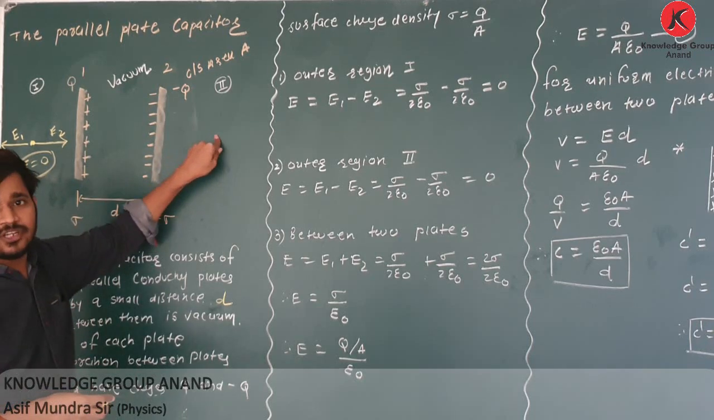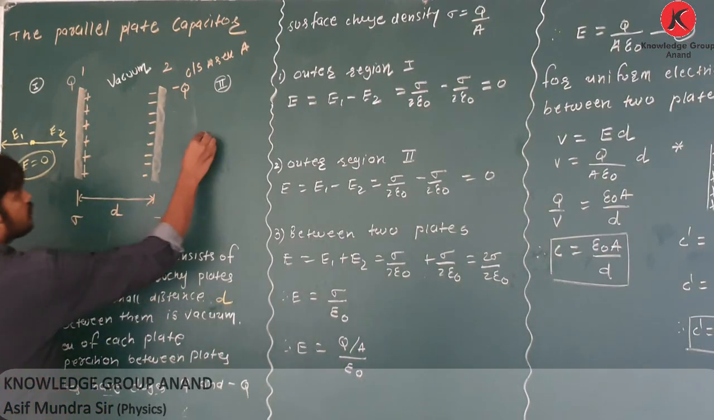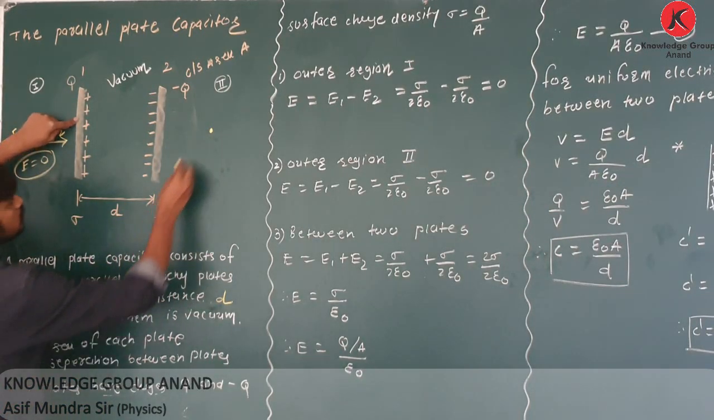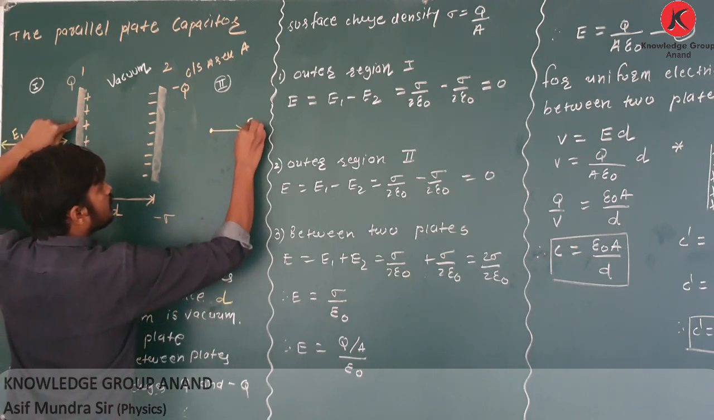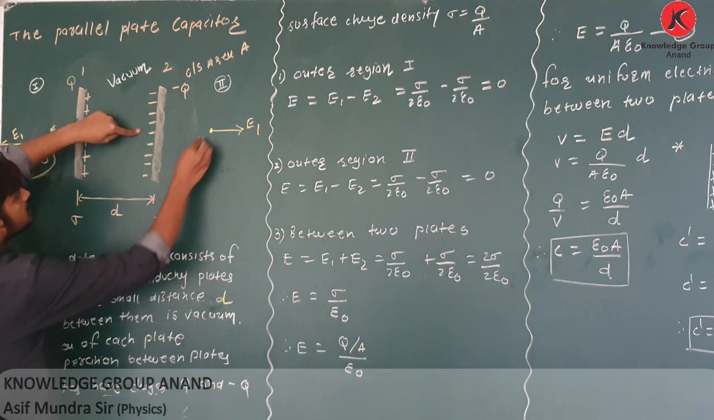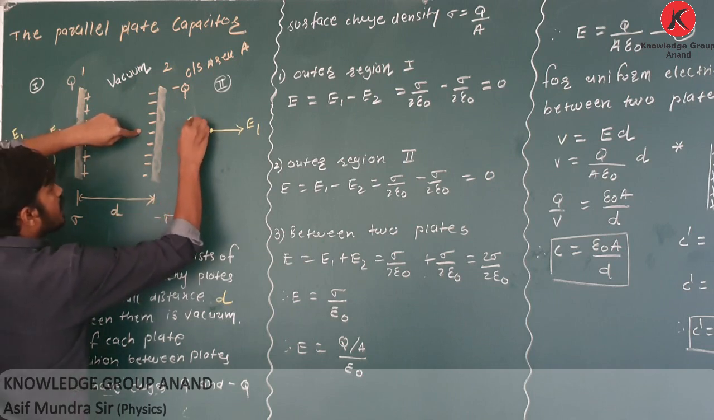What about this region? Similar. See, at this point, the electric field due to this positive charge is E1 in this direction, and the electric field due to this negative charge is E2 in this direction.